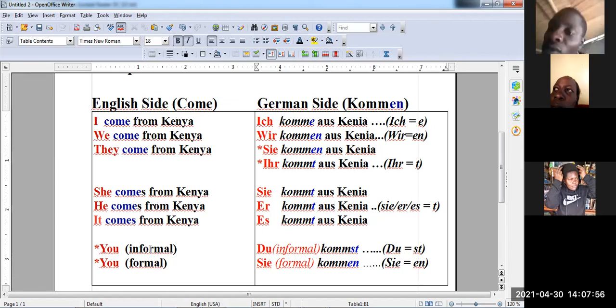Informal, you, du kommst. You, formal, Sie kommen. So your job now is just to master the ending of the verb. That's all. Pronoun, ending. Pronoun, ending. That's why I've given you these formulas at the end.